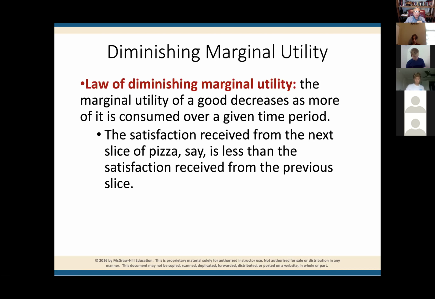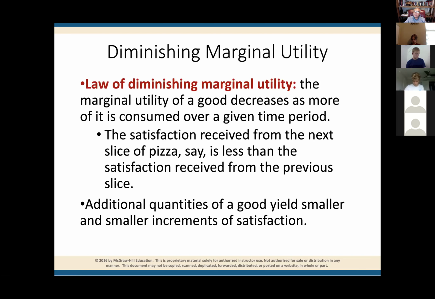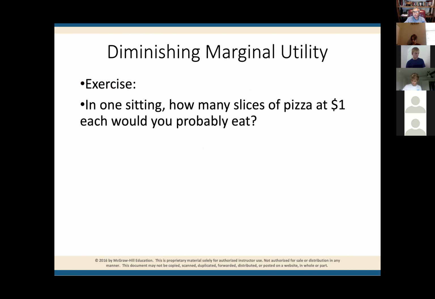Let me give you an example. How much pleasure or satisfaction will you get out of a slice of pizza? Well, it depends. If I'm hungry, I'm going to get a lot of what? A lot of satisfaction. Well, you eat a slice of pizza. How much satisfaction are you going to get from the second slice? Well, it's going to be less than the first one. How about the next slice? Well, the additional quantities are going to yield smaller and smaller increments of satisfaction.